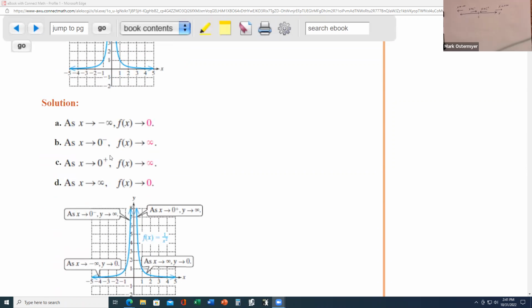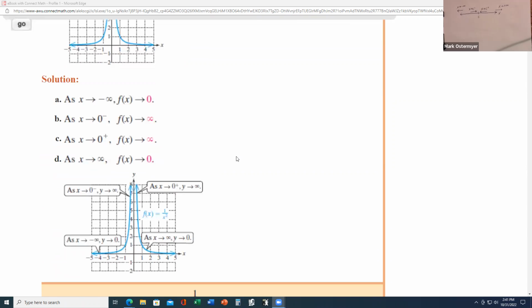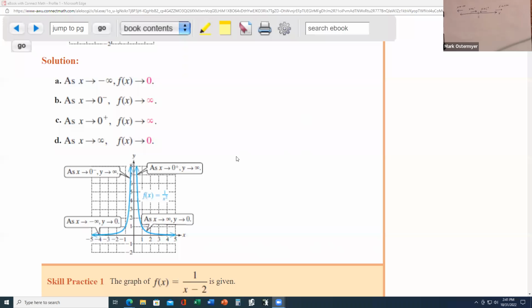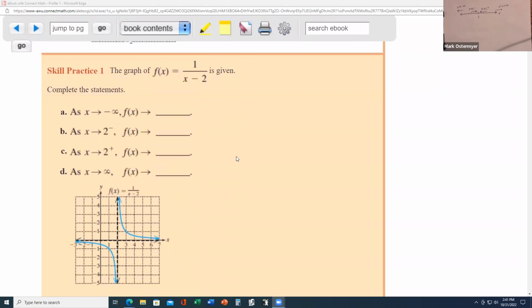Any questions about the analysis with this graph here and the symbolism being used here? All right.